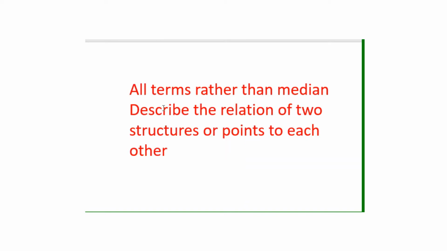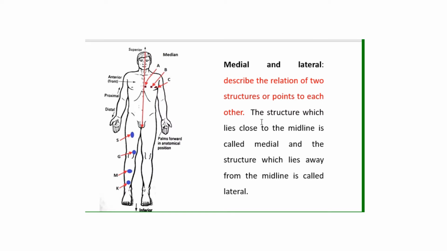All terms other than median, as we previously said, are used to describe relations of bodies, points, or structures to each other. Firstly, we will describe the terms medial and lateral. Medial and lateral are terms used to describe the relation of two points or two structures with each other.